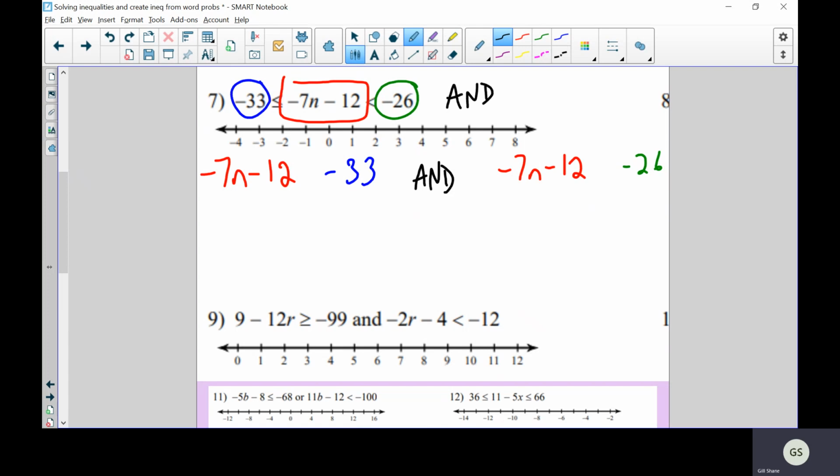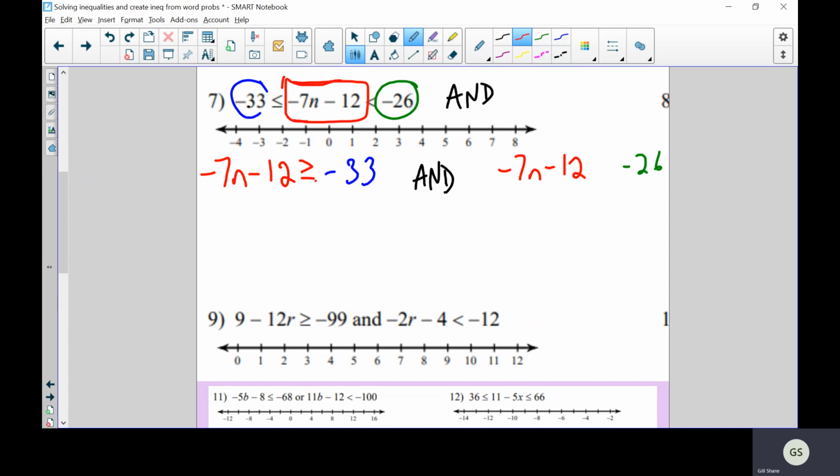So now I just got to figure out what symbols go. Well, again, in the red box, comparing it with the blue negative 33, the negative 7n subtract 12 is greater than, it's bigger, because that's the way that the alligator mouth is pointing. It's eating the negative 7n subtract 12. That makes the negative 7n subtract 12 bigger than the negative 33. Well, when I flip the sides, I need to make sure I keep that one bigger. I do have the little or equal to under there, so I got to put that in.